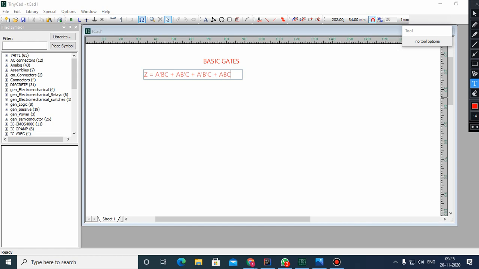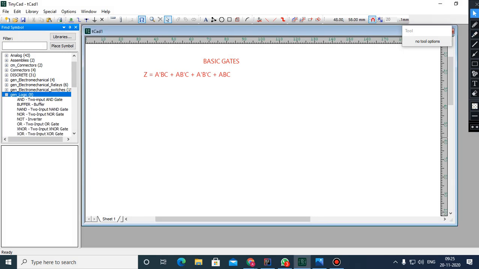Children, what is this expression? It is an SOP expression, right? Why an SOP expression? Because all the minterms we have considered, all the minterms have been added. Now, I'm just going to teach you how to draw the circuit diagram using this. So let us draw the diagram.